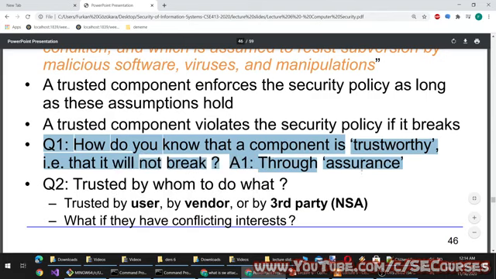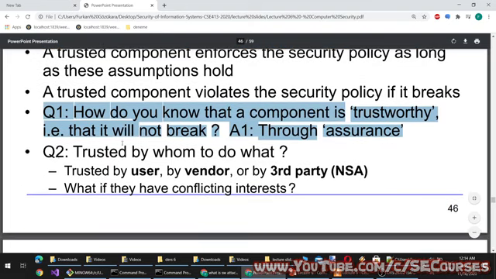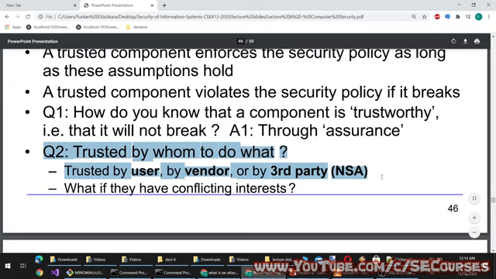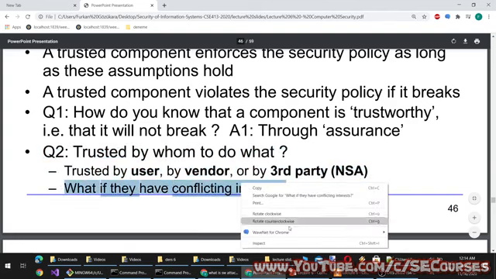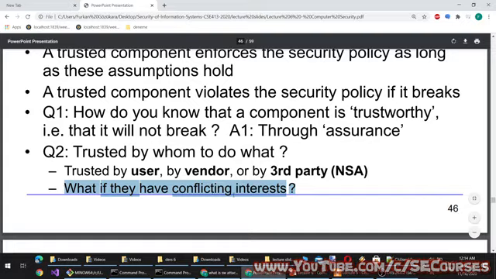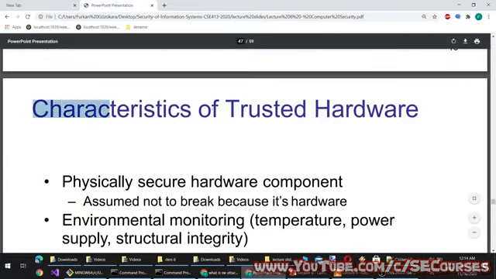Q1. How do you know that a component is trustworthy, i.e. that it will not break? A1. Through assurance. Q2. Trusted by whom to do what? Trusted by user, by vendor, or by third party, NSA. What if they have conflicting interests?